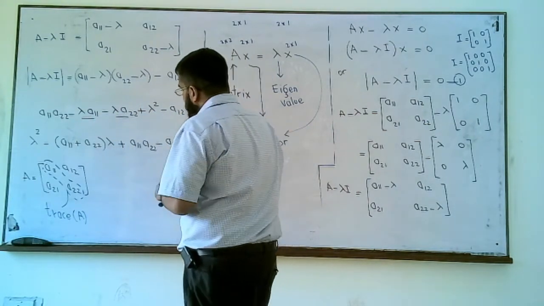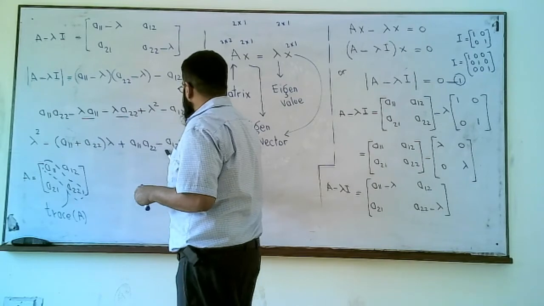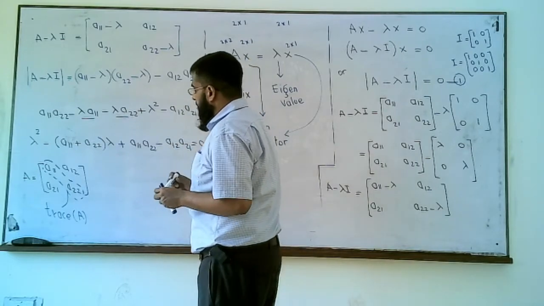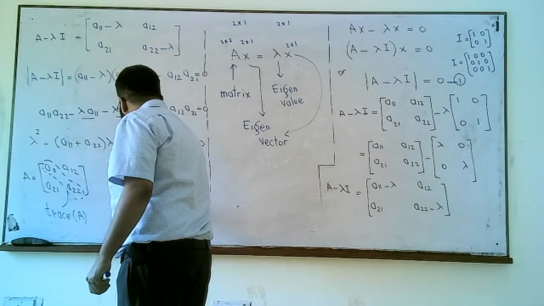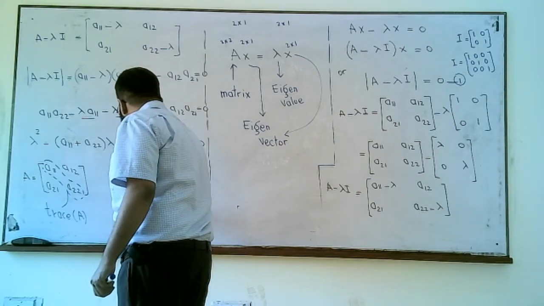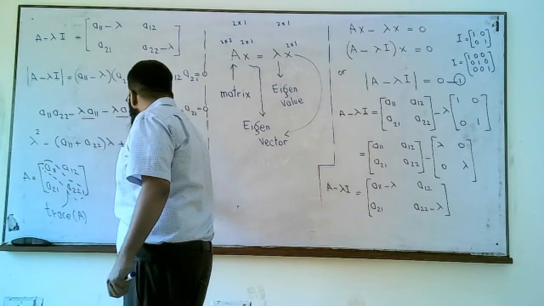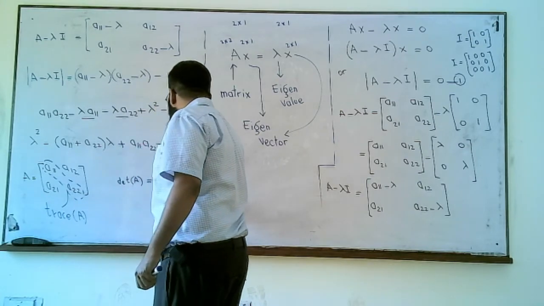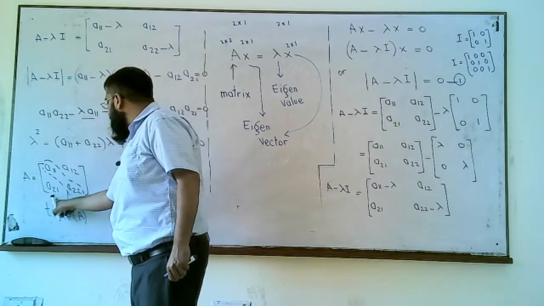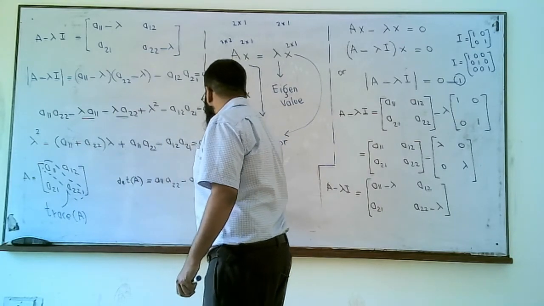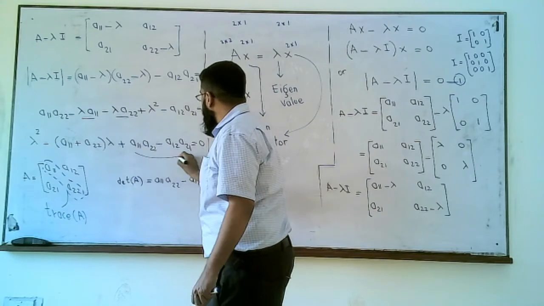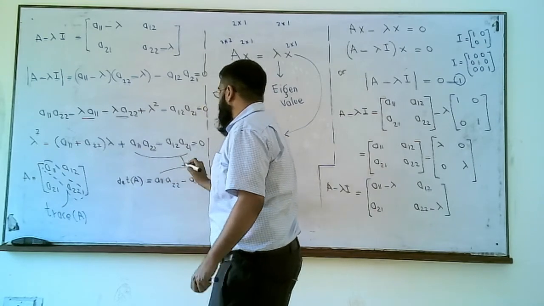And let's see what this is. A1 1 a2 2 minus a1 2 a2 1. Right. If we write the determinant of matrix A, that would be a1 1 a2 2 minus a2 1 a1 2, or a1 2 a2 1. So let's see, these two are exactly the same.